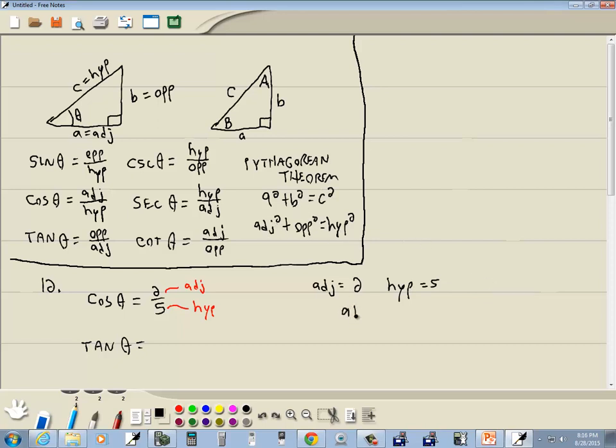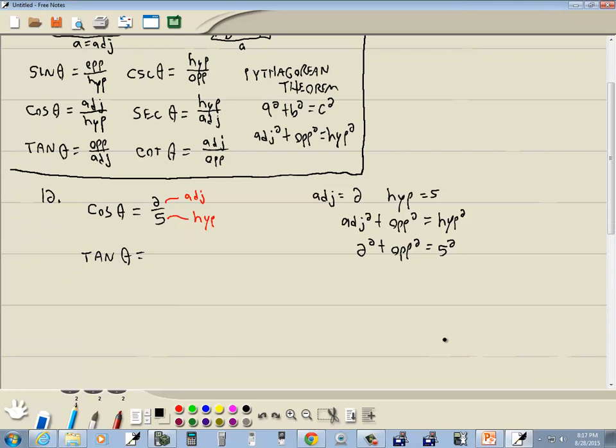So we got adjacent squared plus opposite squared is equal to hypotenuse squared. Adjacent was 2, so we got 2 squared plus opposite squared is equal to hypotenuse squared, which is 5 squared. 2 squared is 4, plus opposite squared is equal to 5 squared, which is 25. I'm going to take the 4 over, so I got 25 minus 4, which is 21.